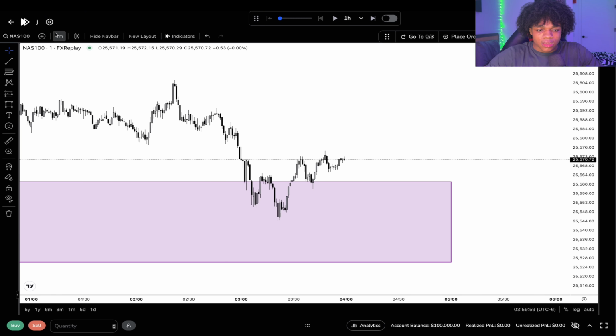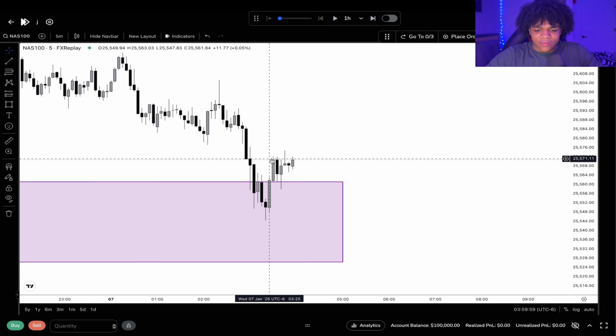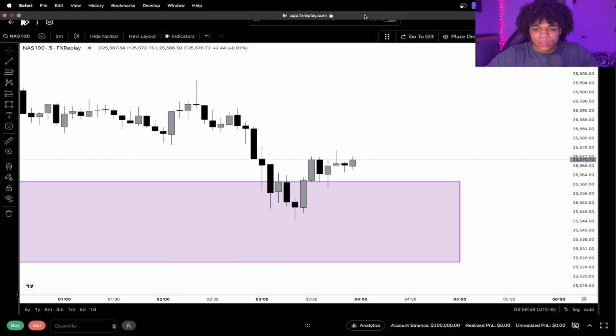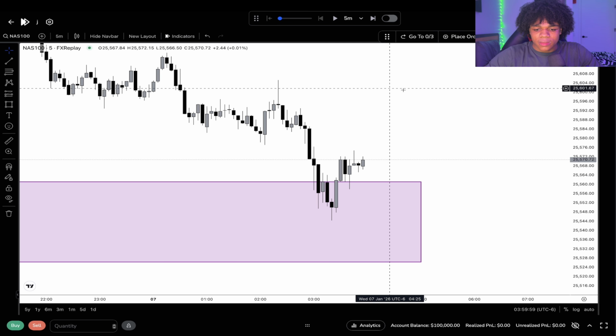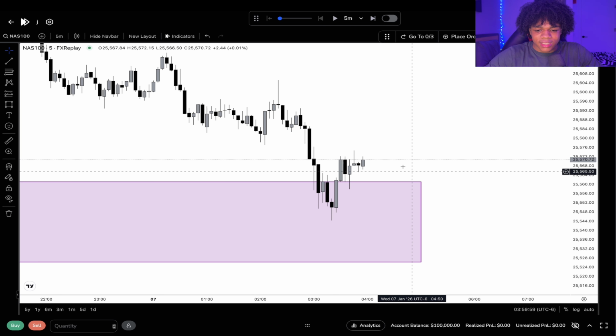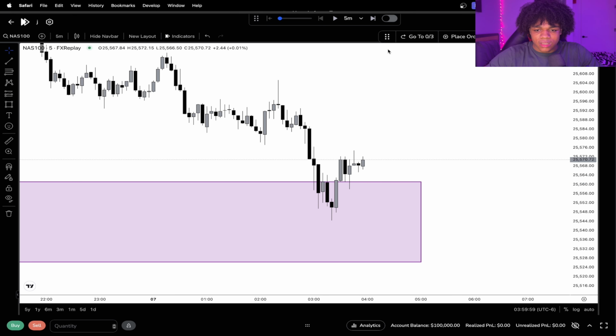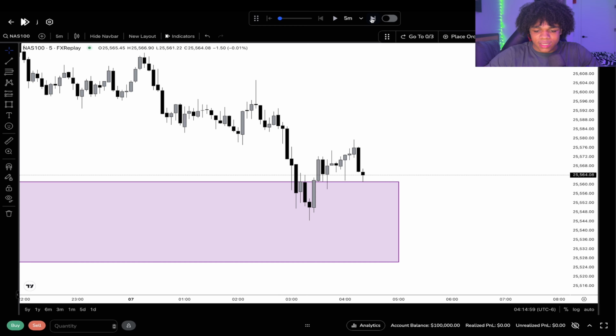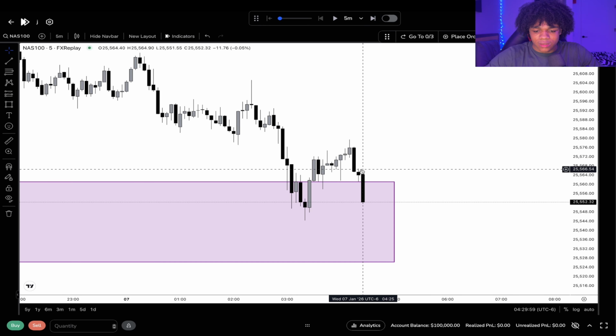All right, so here I'm going to go back up to the 5 minutes, so it's just a little bit easier to see. What I'm going to wait for is to see if we can get some type of SMT between NASDAQ and ES. All right, so I'm going to wait for price to get close to this low.